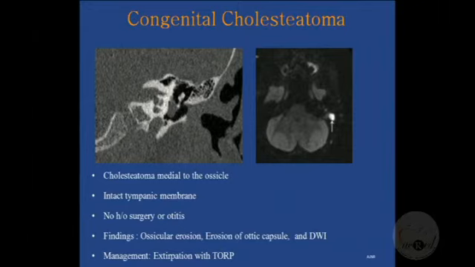Congenital cholesteatomas occur medial to the ossicular chain, somewhere near the cochlear promontory, whereas the acquired ones, because they come from extrinsic, occur in the Prussak space, near the scutum. Both cholesteatomas erode the ossicular chain. I just wanted to bring this up because I wanted you to know this entity.